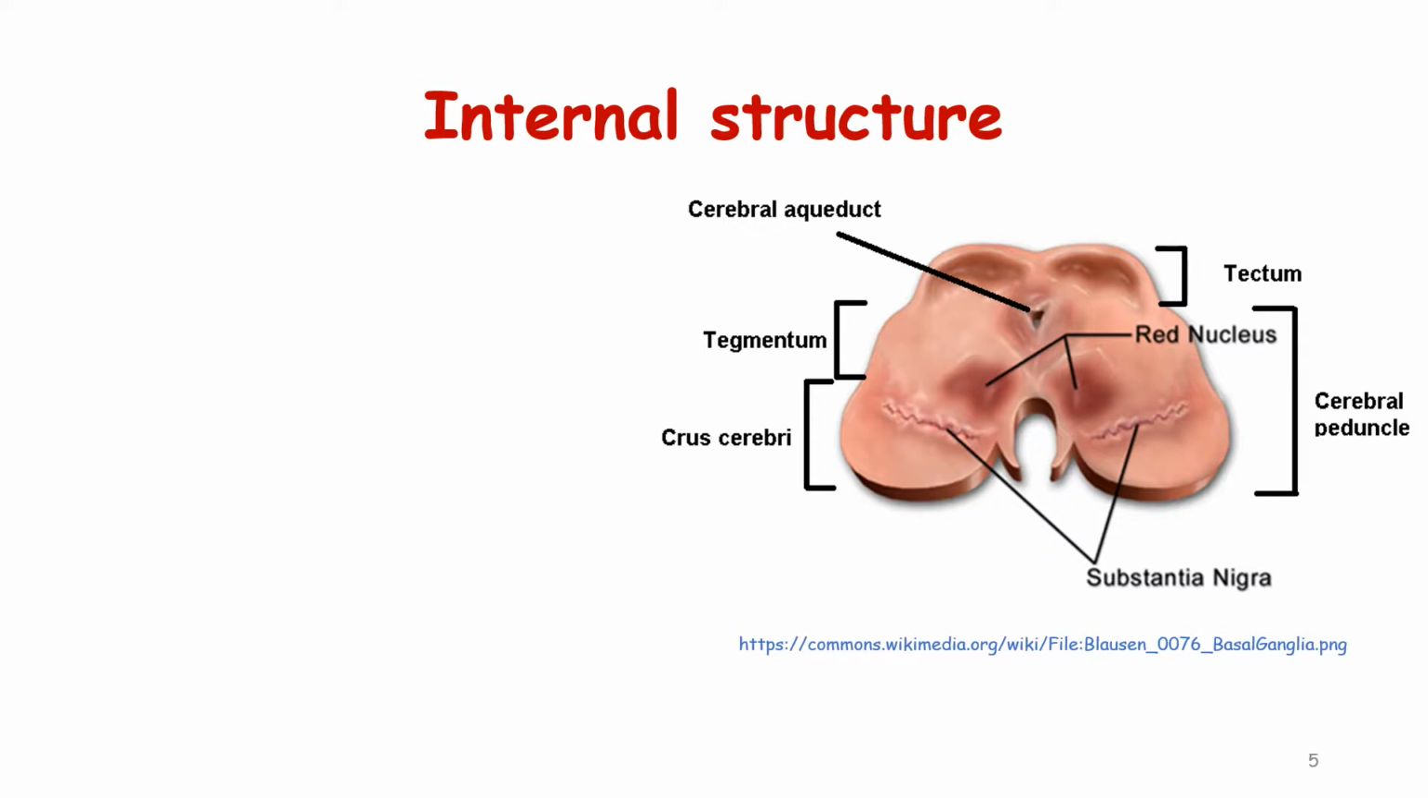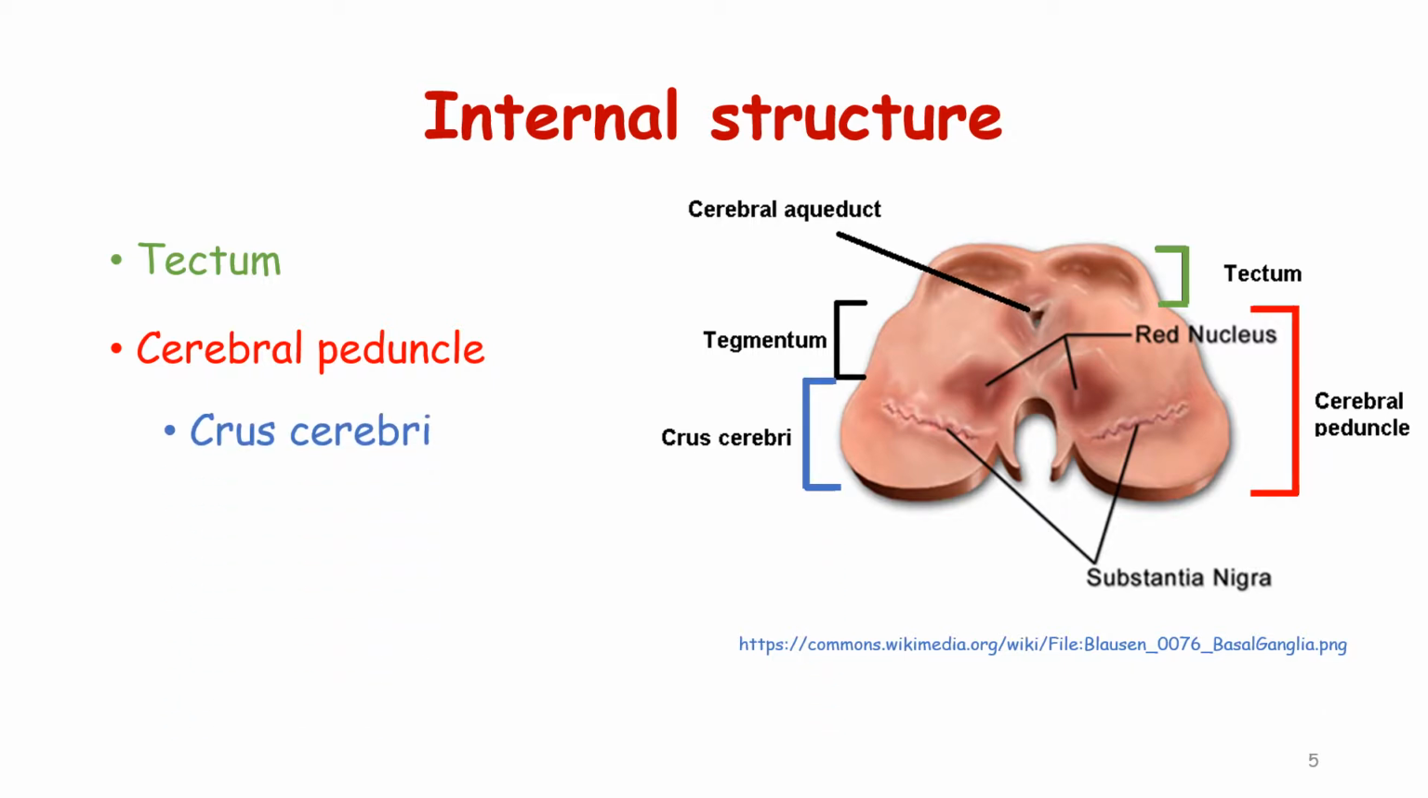The area of the midbrain behind the cerebral aqueduct is known as the tectum. The area in front comprises 2 lateral halves, called the cerebral peduncles. Each of these peduncles is divided by the substantia nigra into an anterior part, the crus cerebri, and a posterior part, the tegmentum.